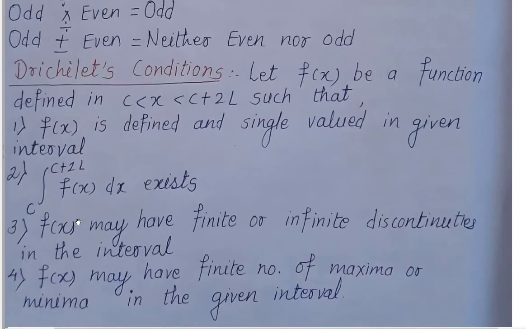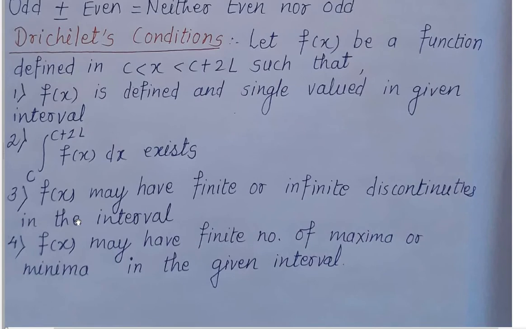Now if any function is to be expressed as a Fourier series, it must satisfy Dirichlet conditions. Now what are the Dirichlet conditions? If the function f of x is defined in some interval, that is c to c plus 2l, where c is a constant that can have any value, such that f of x satisfies these conditions 1 to 4, then we can say that we can express this function f of x in terms of a Fourier series.